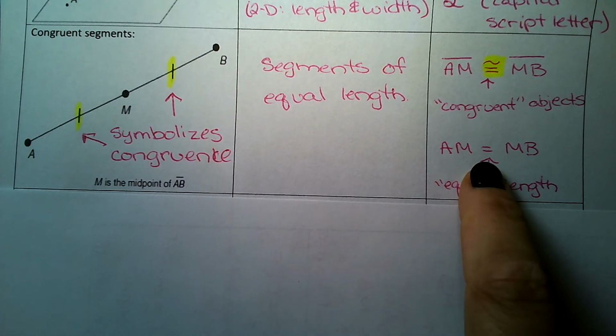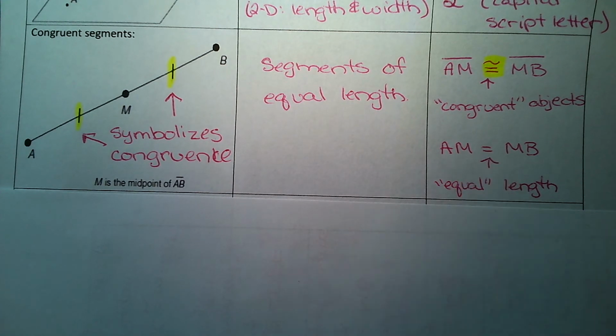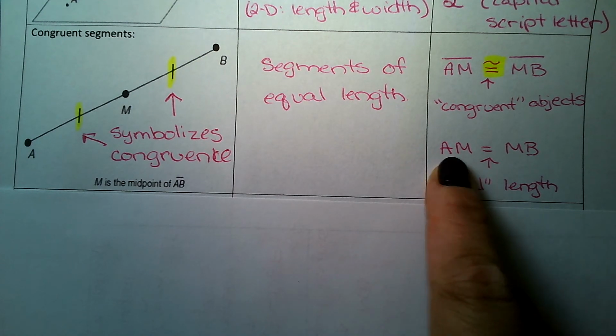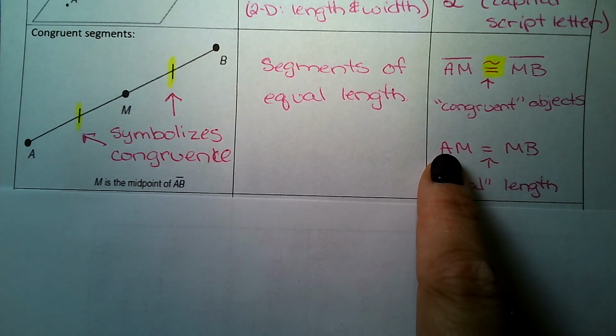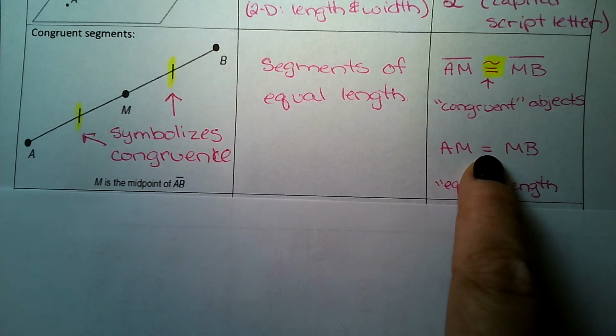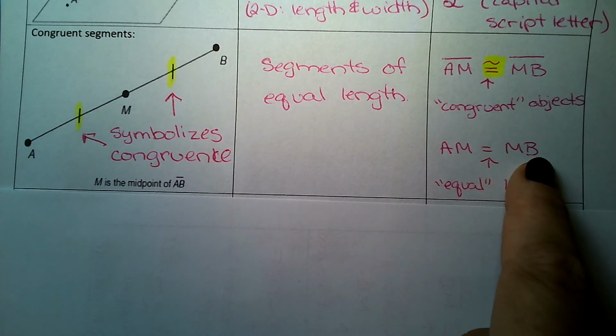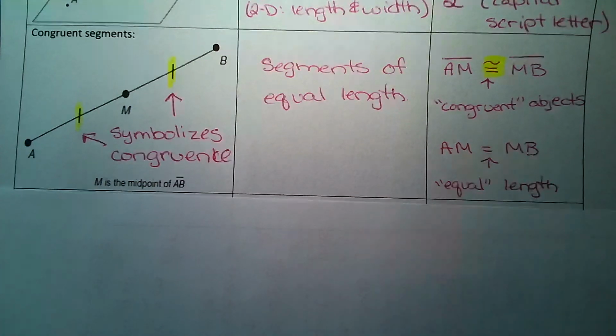If we only used an equal sign, then we are saying that 2 values are equal. We can't say 2 objects are equal. We can say 2 objects are congruent. We can say 2 values are equal. So I've taken off the symbol for a segment. This says the distance from A to M is equal to the distance from M to B. So there is a difference between the symbol for congruence versus equality.